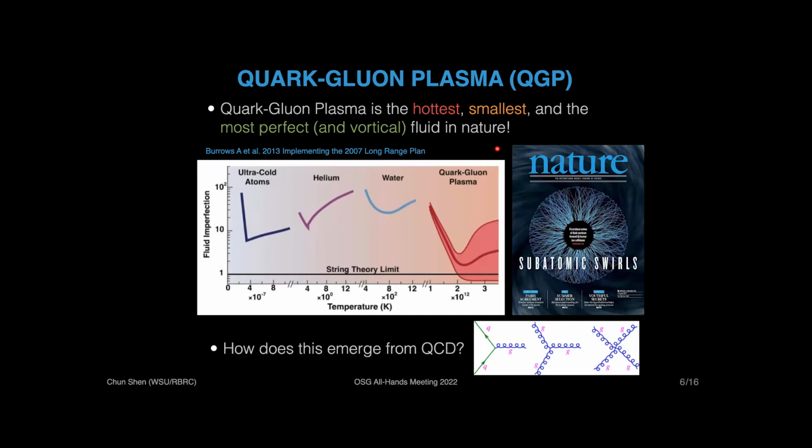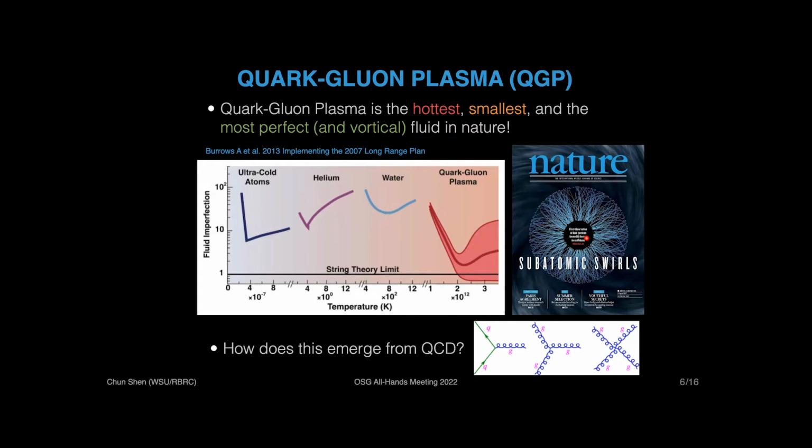In nuclear physics, the Quark-Gluon Plasma is a many-body system, and it exhibits really fascinating properties. The Quark-Gluon Plasma, in short, is the hottest, smallest and most perfect fluid in nature, which means it carries the lowest specific shear viscosity compared to regular fluids like water, or even cold atoms or helium, which also have very small viscosities. This cartoon shows that the value of the viscosity in Quark-Gluon Plasma is about a factor of 2 to 5 smaller than all the ordinary fluids.